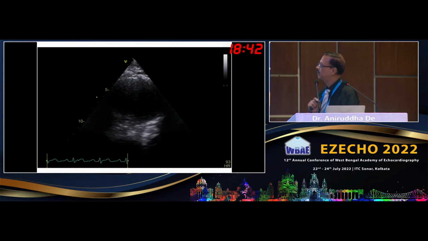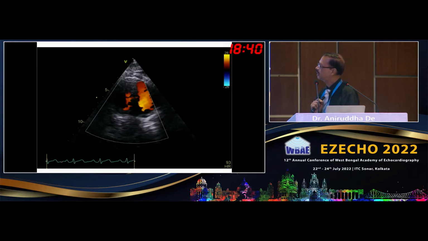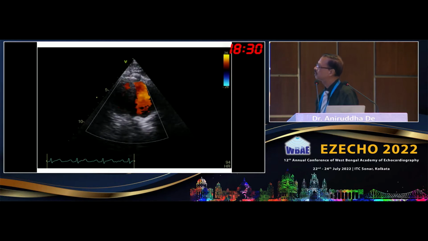Then I put the color. Putting the color and reducing the Nyquist limit to 26, you can demonstrate the flow inside it. And this is the picture, reducing the Nyquist limit in only that particular area.